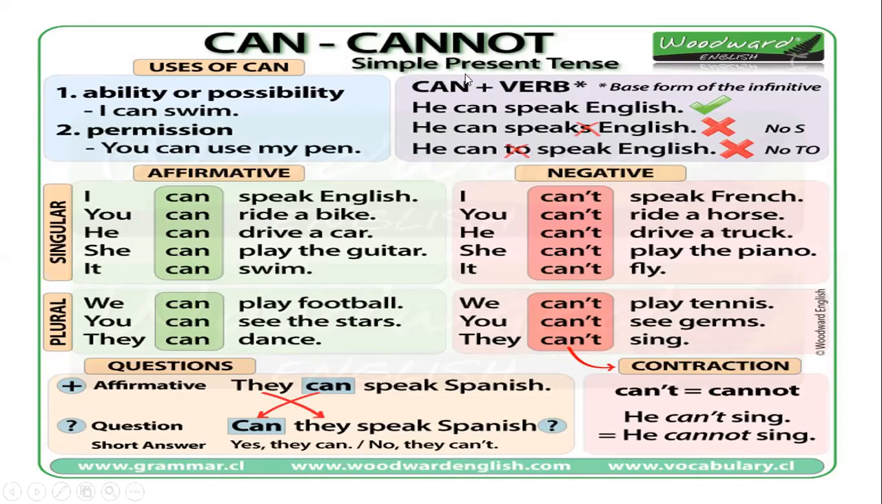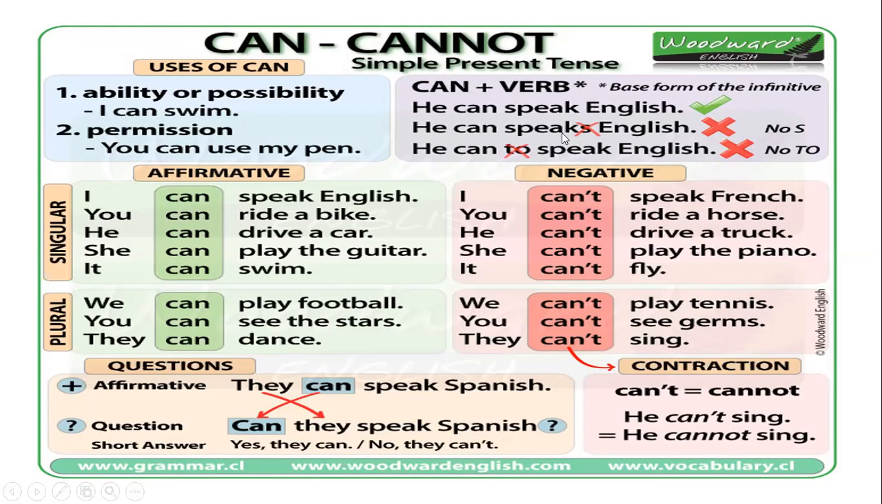Also, you need to take into account and you need to be very careful that we normally use can plus the verb. When we say the verb, we are talking about the base form of the infinitive. For example, he can speak English. That's the right form. Please pay attention to this because it's very important.